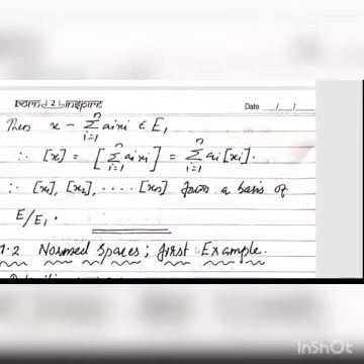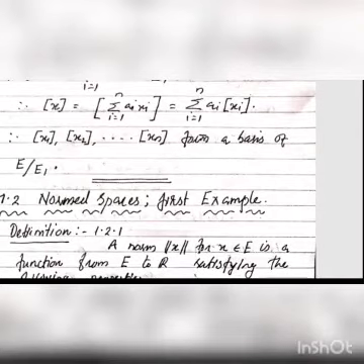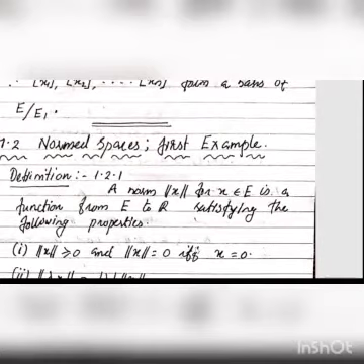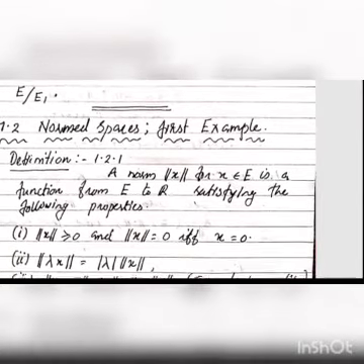Okay, now we will move to normed spaces. We have studied in linear algebra what the norm is. We have studied normed spaces. So a norm of x, for x belonging to E, is a function from E to R satisfying the following properties. These properties we have already studied.